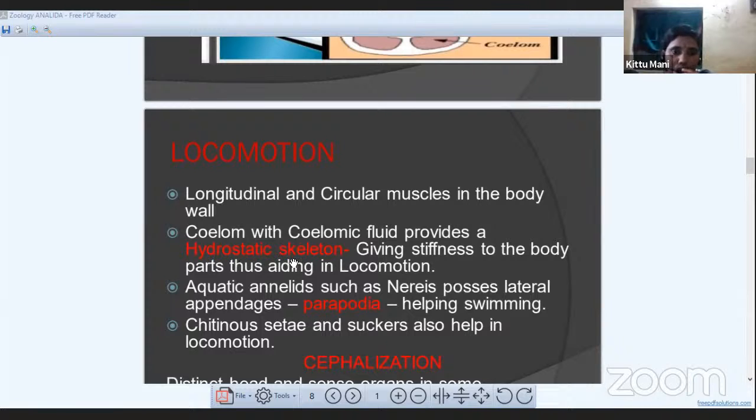What is the use of this hydrostatic skeleton? It gives stiffness to the body and gives greater support to the body for the locomotion of the organisms.